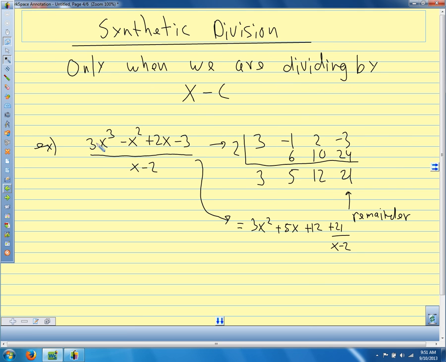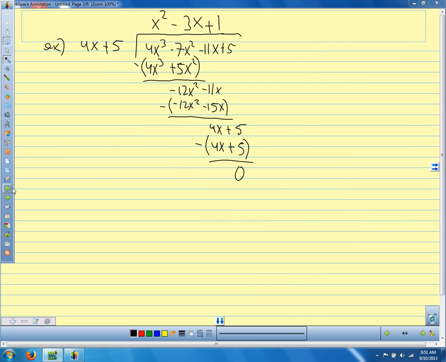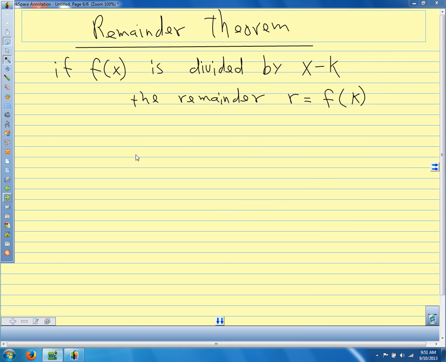If I go back to this example, we divided by 2. So f of 2 by the remainder theorem is 21, because my remainder is 21. And I can do the same thing here. f of negative 5/4 is 0. So that's what the remainder theorem tells us: whatever the remainder is, is the value of the function at this number k.